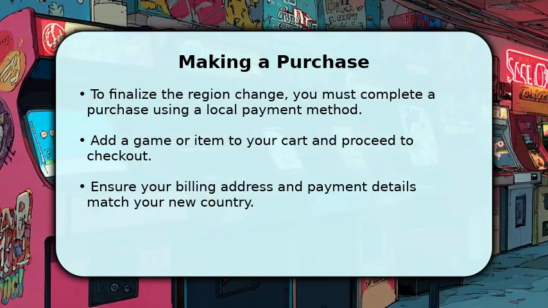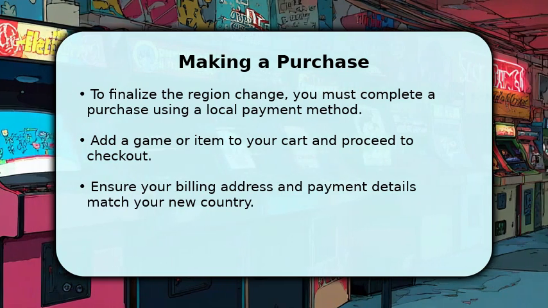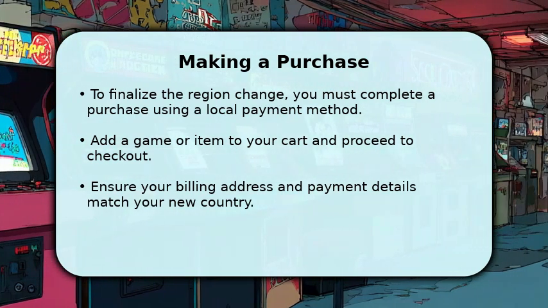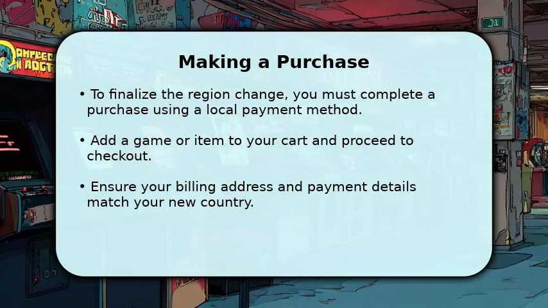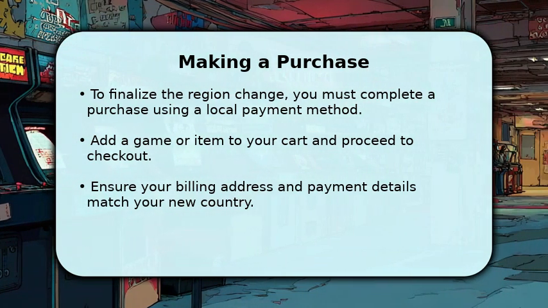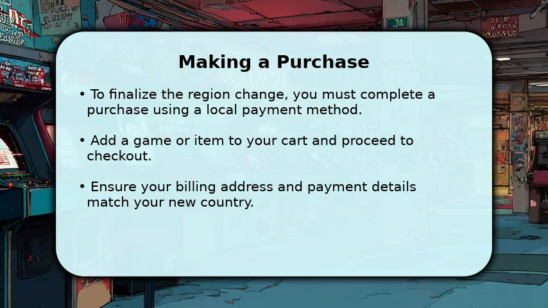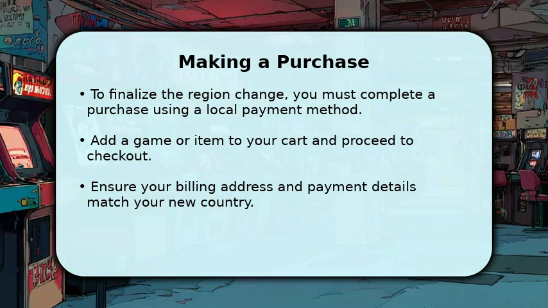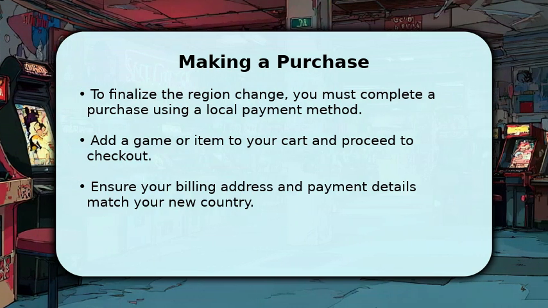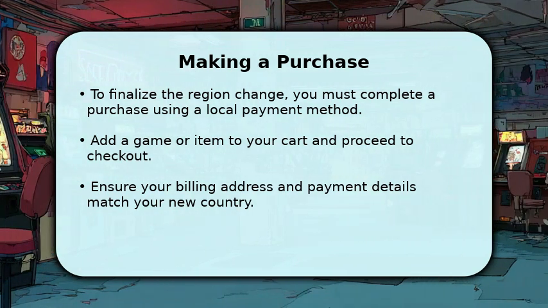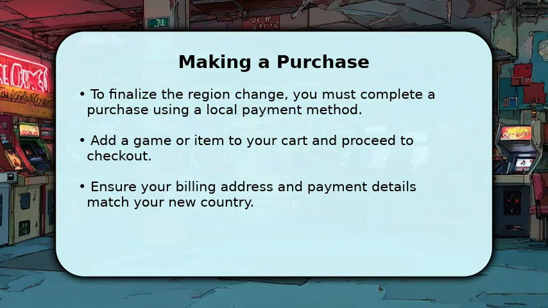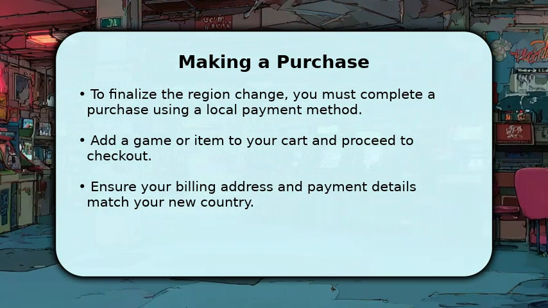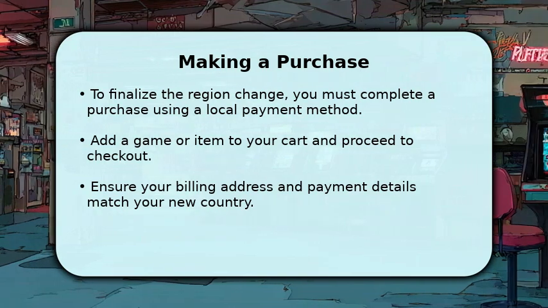The crucial step to successfully changing your store region is making a purchase. Simply add any game or item to your Steam cart and proceed to the checkout page. During this process, you will be prompted to enter your new billing address and payment information. It is absolutely vital that your payment method, whether it is a credit card or another local option, is issued from and registered to an address within your chosen new country. Completing this transaction will officially update your store region.